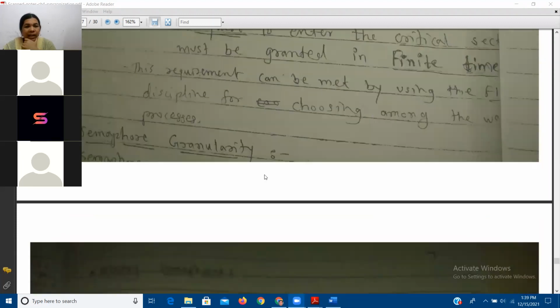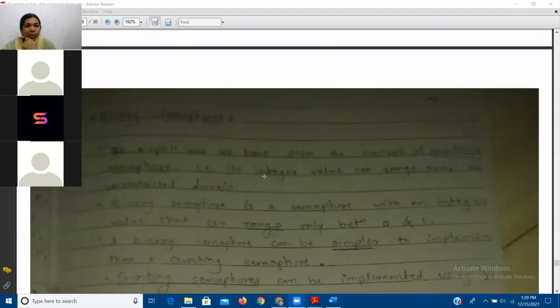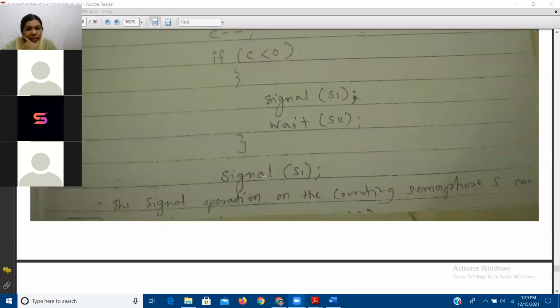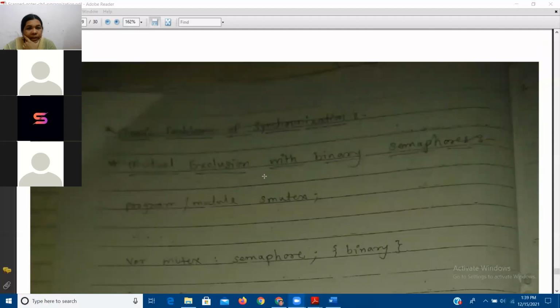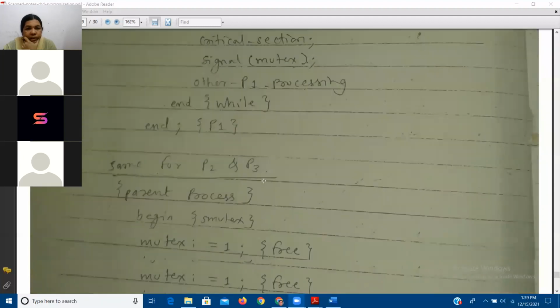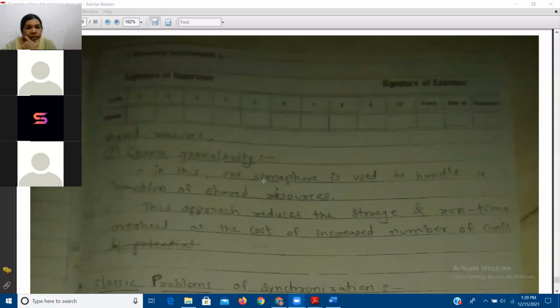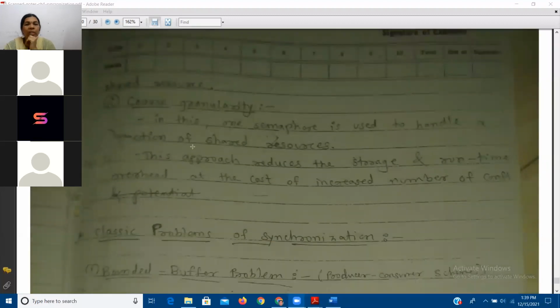Next, semaphore granularity. Actually, the concept of granularity is there. Just a minute, the page is misplaced. Coarse granularity: in this, one semaphore is used to handle execution of shared resources. This approach reduces the storage and runtime overhead at the cost of an increased number of conflicts.